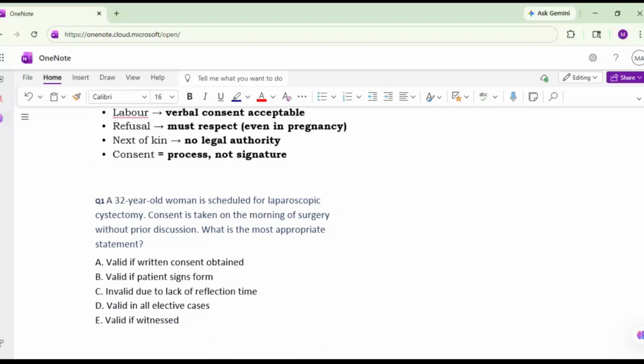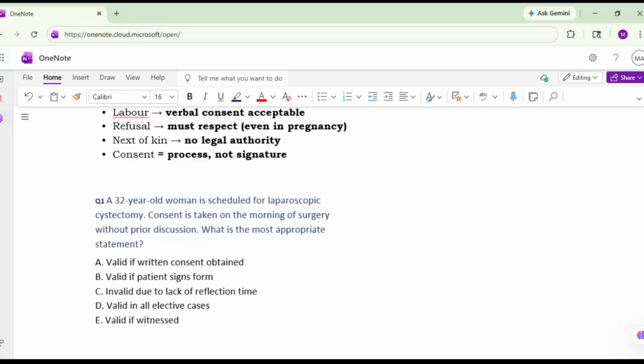A 32-year-old woman is scheduled for laparoscopic cystectomy. Consent is taken on the morning of surgery without prior discussion. What is the most appropriate statement? Valid if written consent obtained, valid if patient signs form, invalid due to lack of reflection time, valid in all elective cases, valid if witness. So C, invalid due to lack of reflection time.